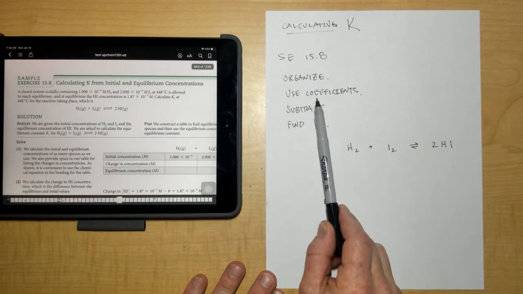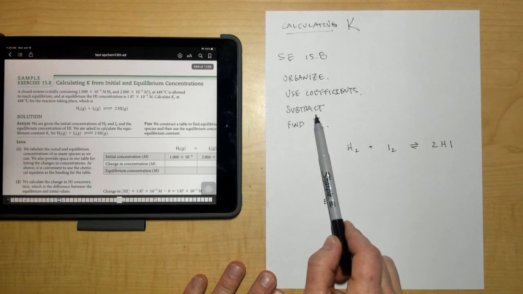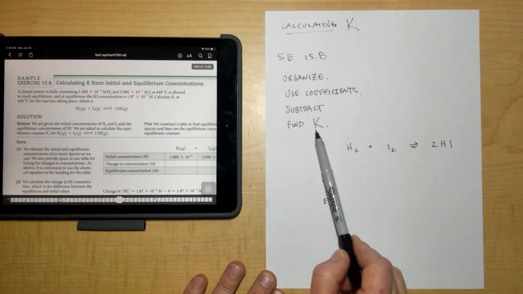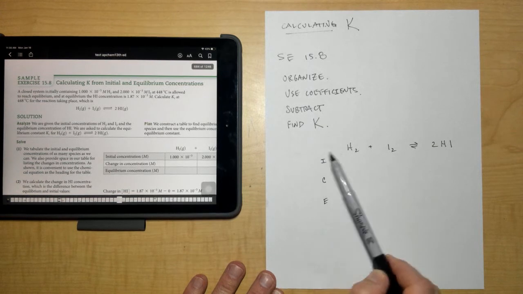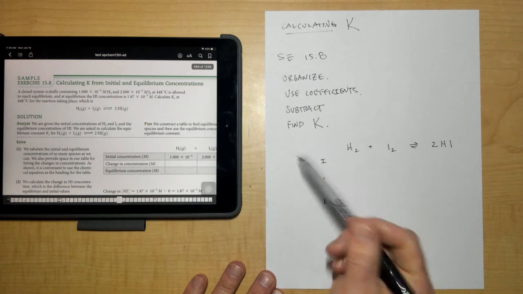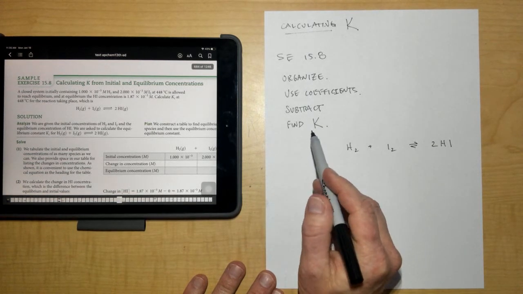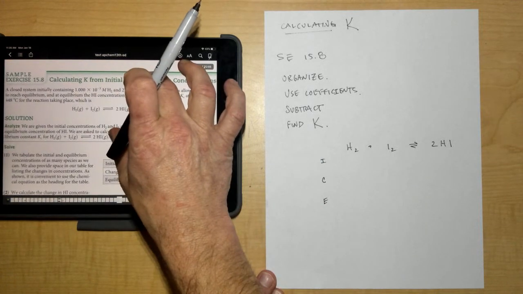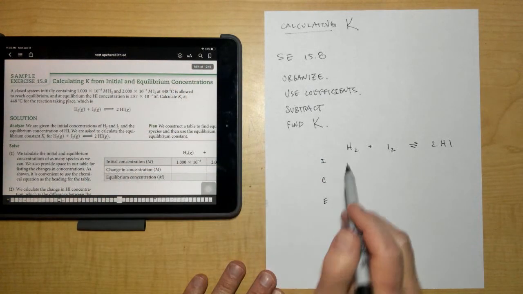The second step is to use coefficients and do a little bit of stoichiometry. The third part is to subtract if you need to, and then you can calculate actual K for a particular reaction. So let's start backwards just a little bit, and then we'll look at sample exercise 15.8 right here, and we'll work it through step by step.